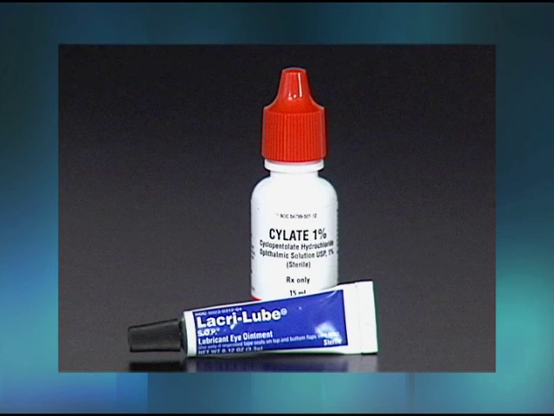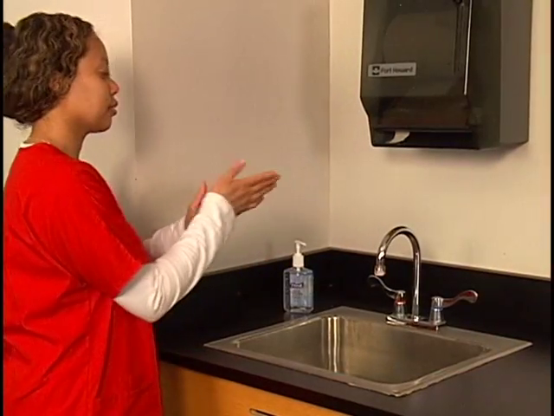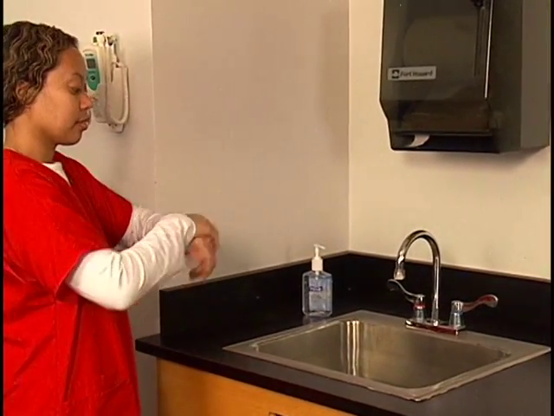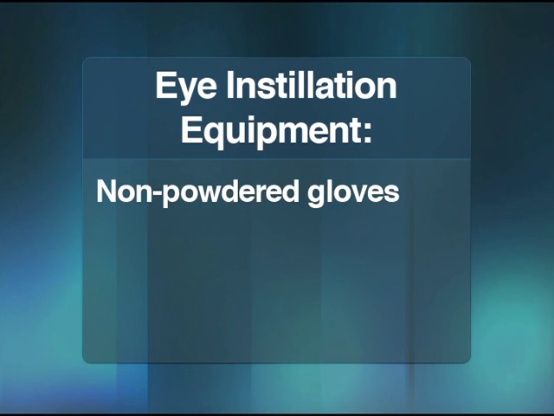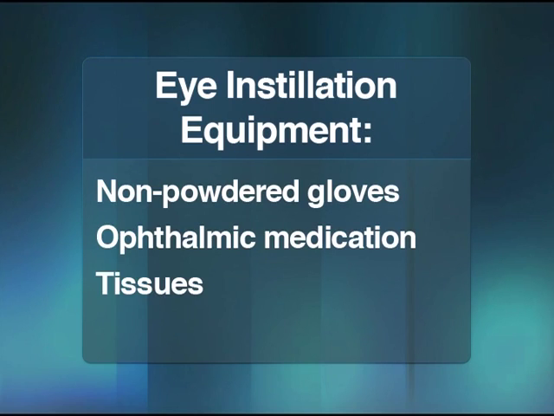The eye drops are usually dispensed in a flexible plastic container with an attached dropper tip. The ophthalmic eye ointment is dispensed in a small metal tube with a small tip for applying the medication. Begin the procedure by sanitizing your hands. Assemble your equipment. You will need non-powdered gloves, the ophthalmic medication, tissues, and gauze pads.